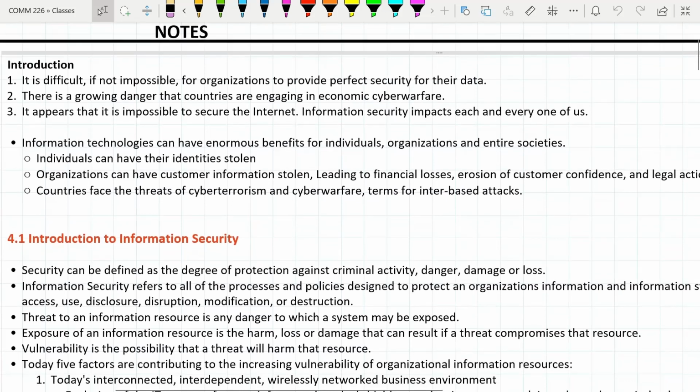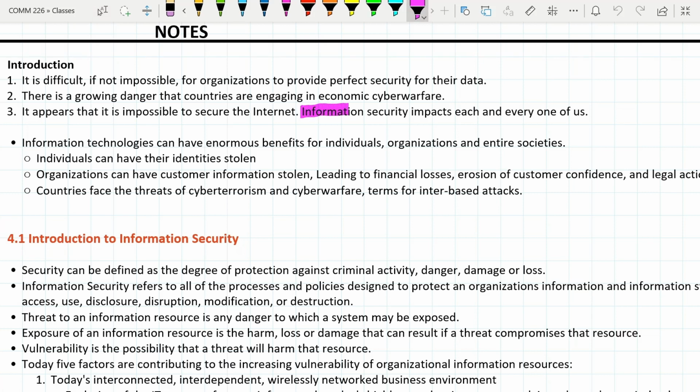So the introduction. One, it is difficult if not impossible for organizations to provide perfect security for their data. Two, there is a growing danger that countries are engaging in economic cyber warfare. And three, it appears that it is impossible to secure the internet. Information security impacts each and every one of us. So that's an important thing to memorize.